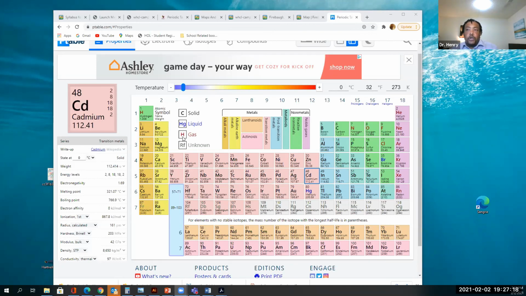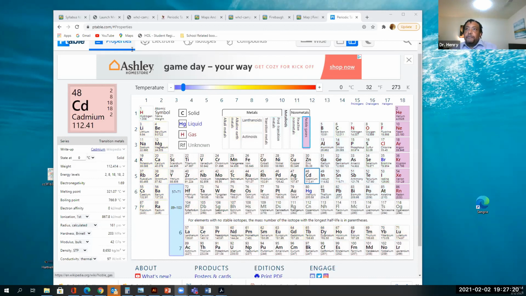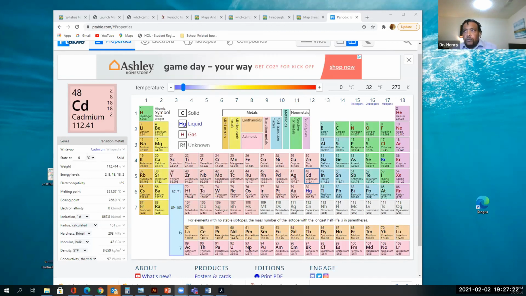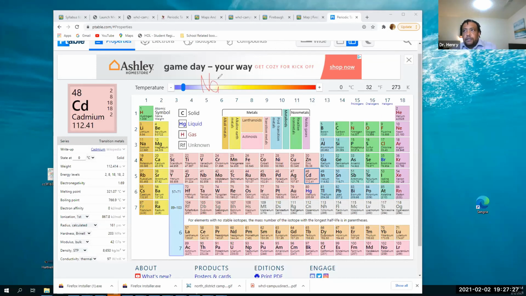So when you get sodium chloride together, sodium becomes Na plus, and it donates its electron to chlorine, and then chlorine becomes Cl minus.